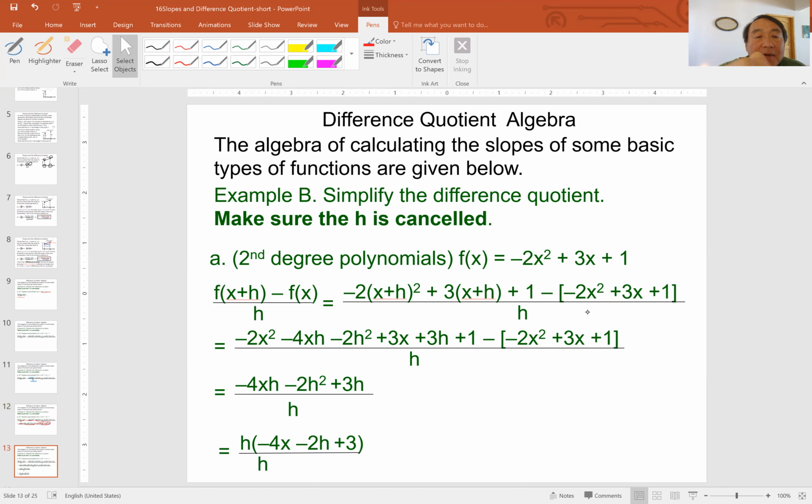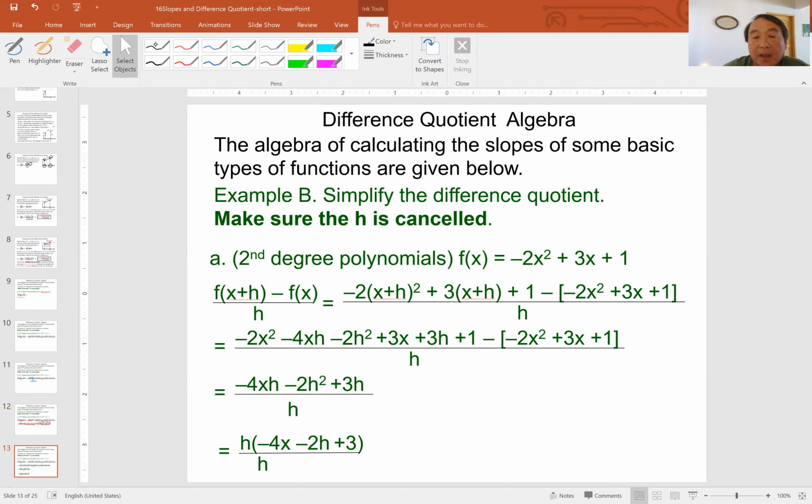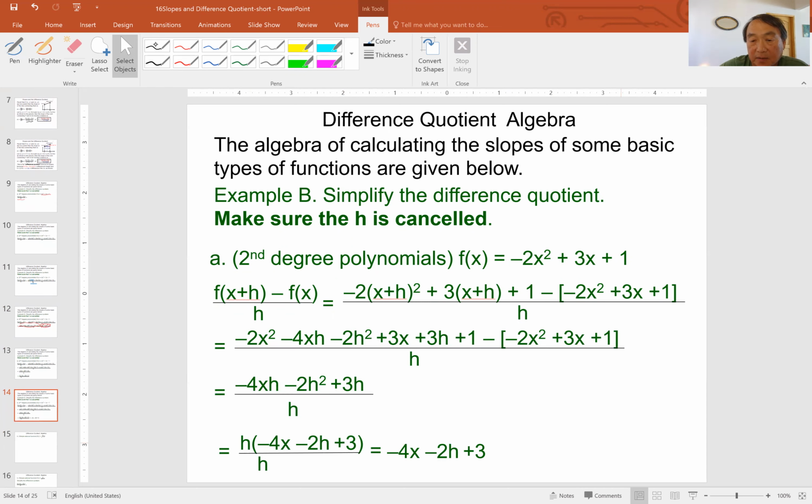And everything left has h. So you can take the h out, and then we cancel the h. And that's why we say this is the final simplified version. That is, the h in the denominator is canceled.